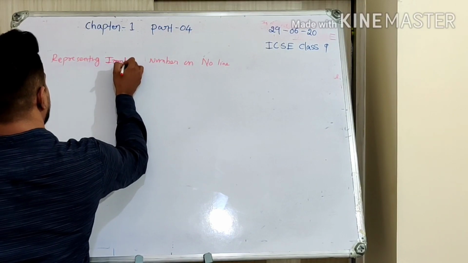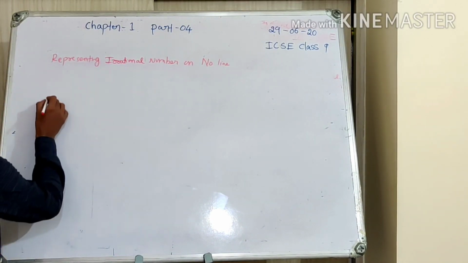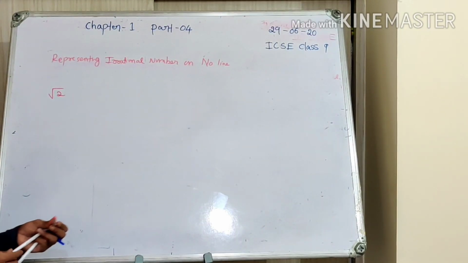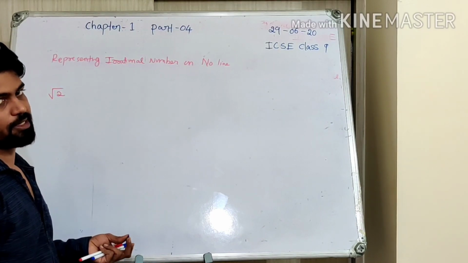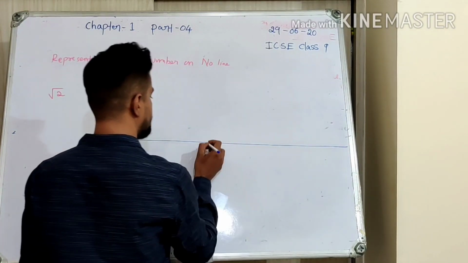Irrational number on the number line. Okay. So the first example I'll take is root 2. I need to represent root 2 on the number line. This involves some procedures because we cannot directly know the exact value of an irrational number, but still we are trying to represent it on the number line using some tricks.